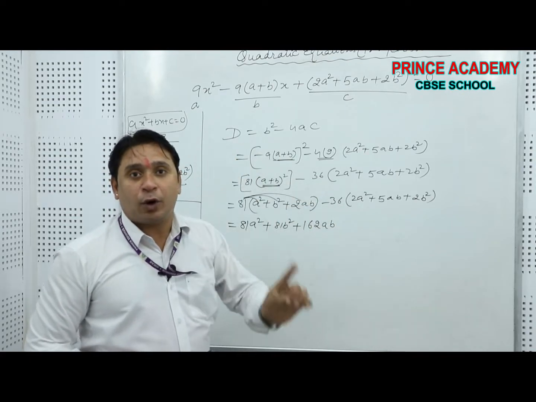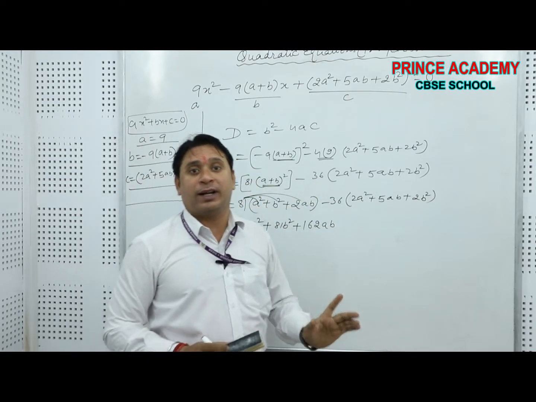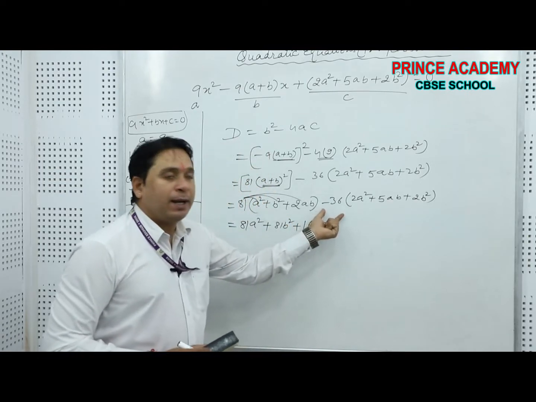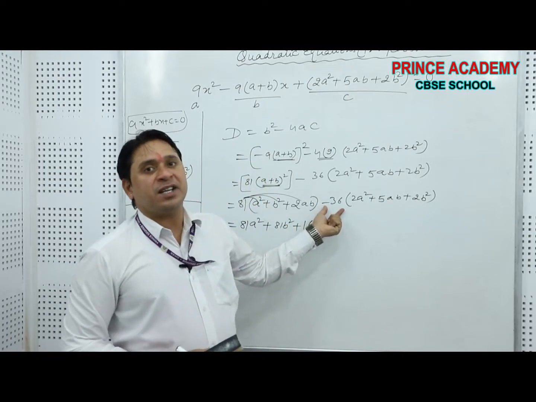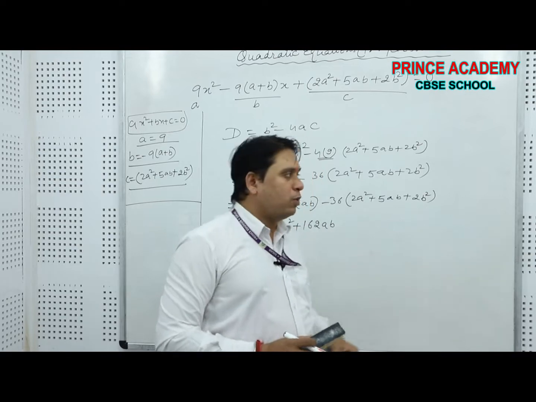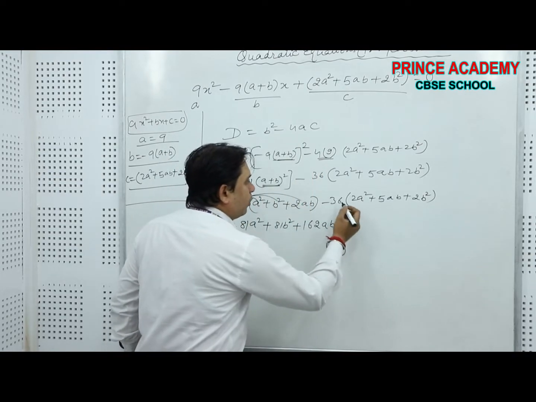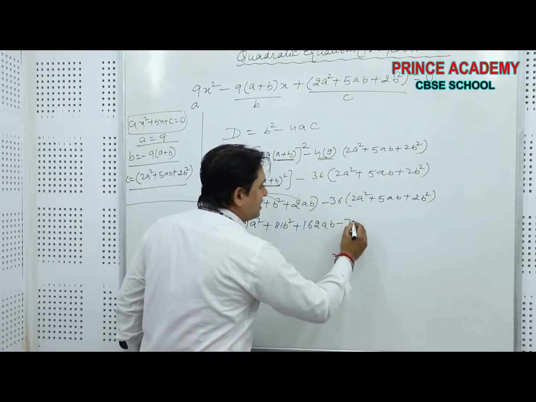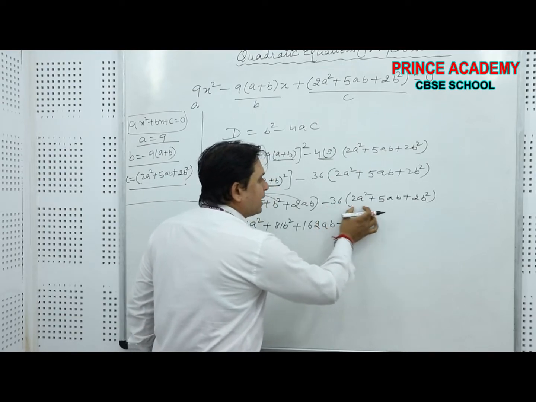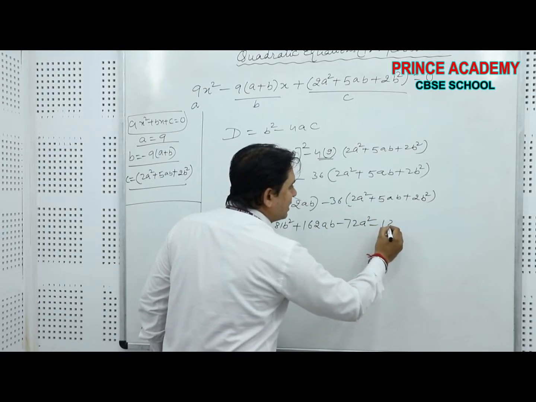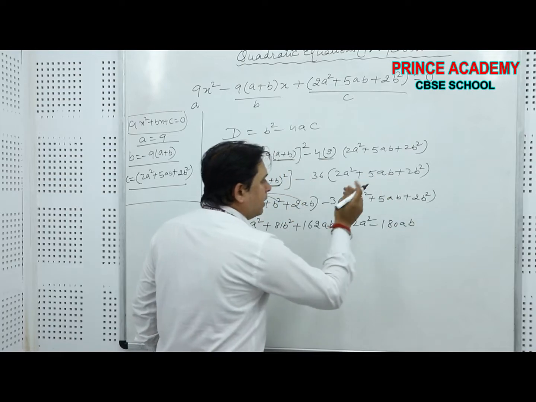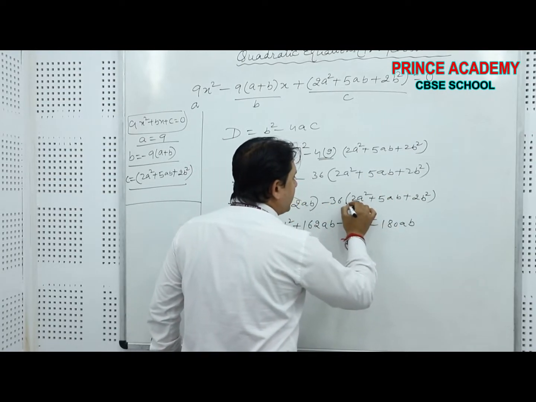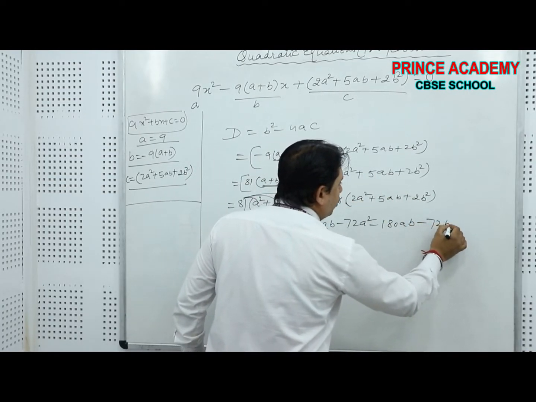Do not forget the sign. We will multiply minus 36 with the respective numbers. See, beta, quantities. Minus 36 is minus 72a square. Minus 36 into this is minus 180ab. And minus 36 into this one is minus 72b square.